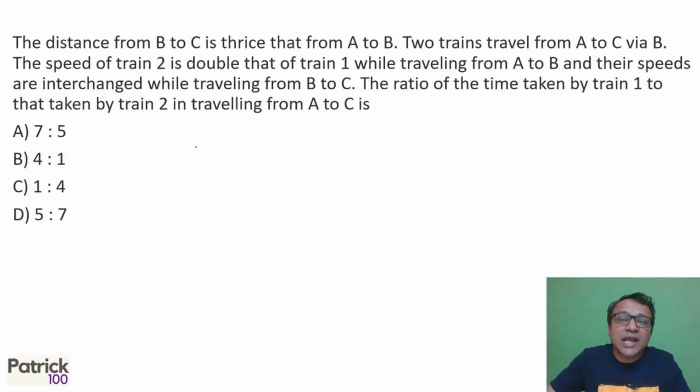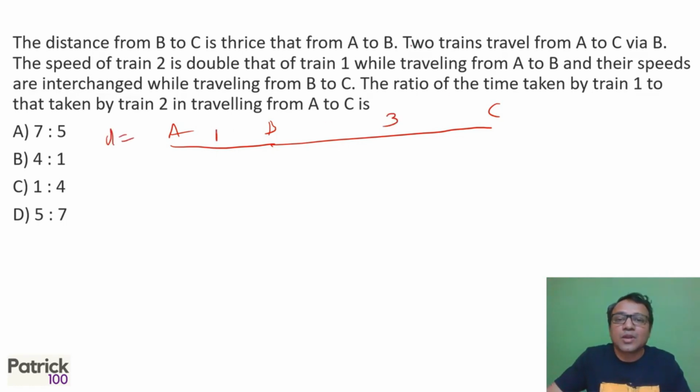Distance between B to C is thrice that from A to B. So let's say A, B, and C. A to B is 1, let's say, distance, and B to C is 3 distance. Two trains travel from A to C via B. The speed of train 2 is double that of train 1. So train 1 and train 2. Speed while traveling from A to B, train 2 is double that of train 1. This is speed.